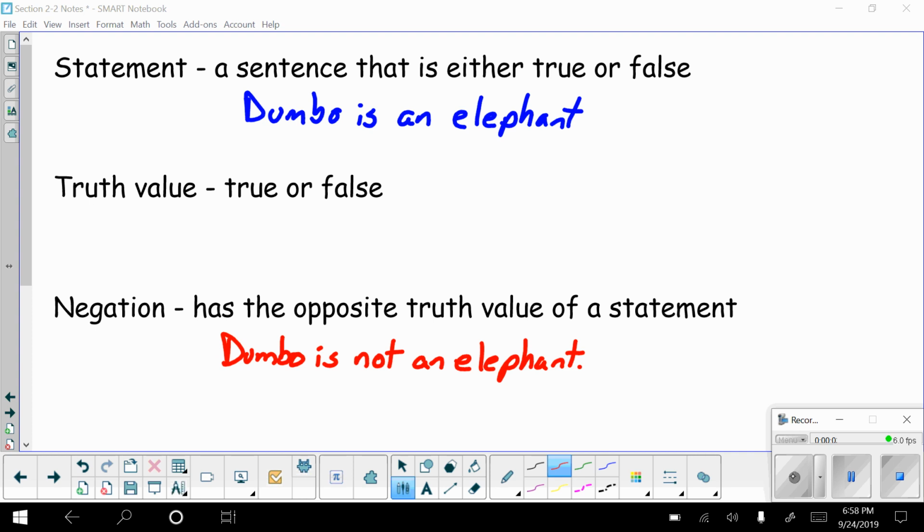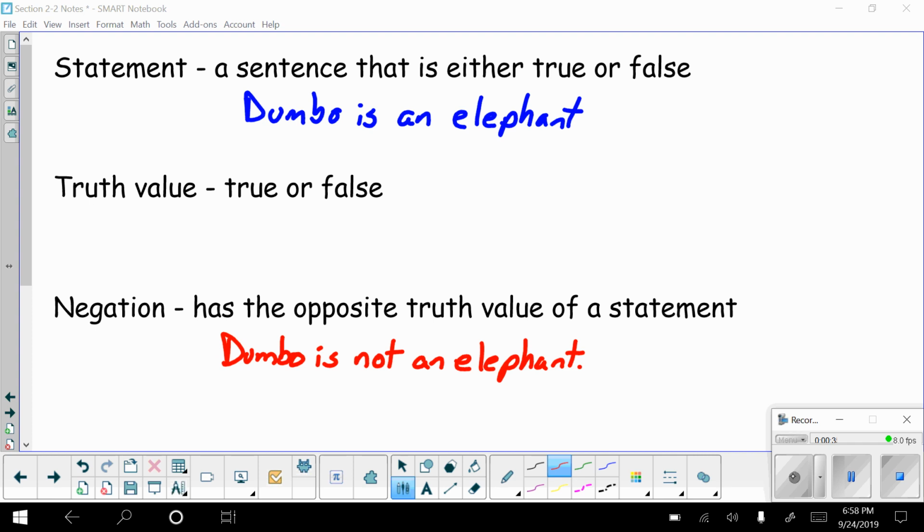So with section 2.2, we need to deal with some vocabulary and some notation that we use in mathematics when we talk about the way that we're thinking. And in math, we refer to that as logic. So when we talk about section 2.2, we're going to be talking about logic. So this first video is mainly to get vocabulary and notation discussed here.